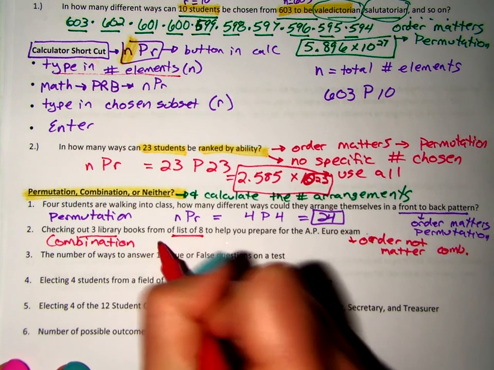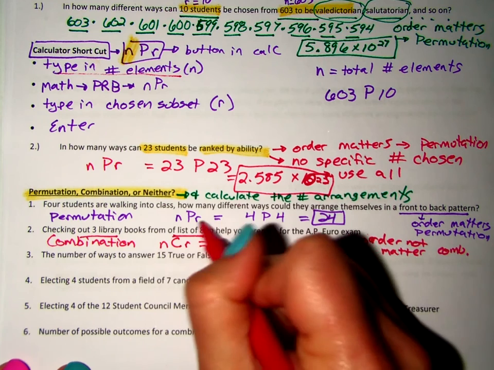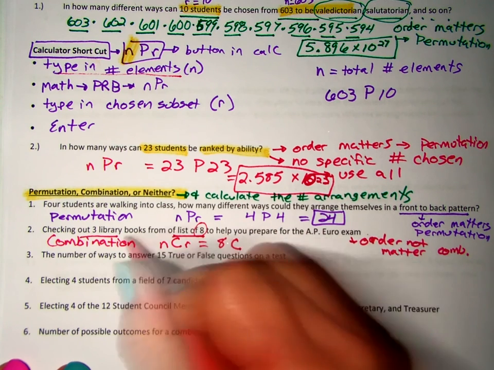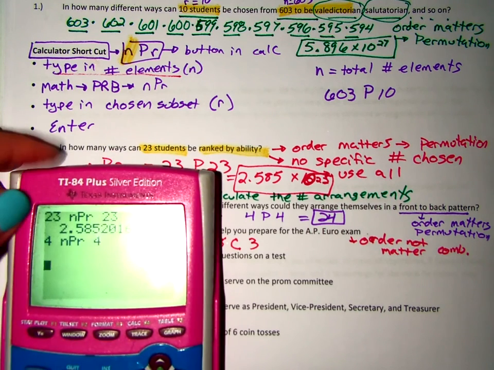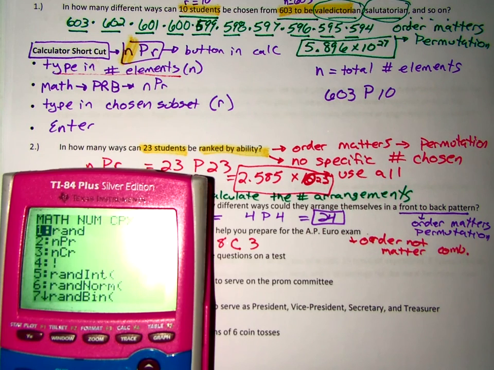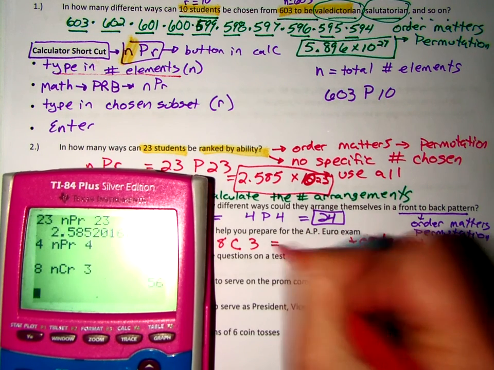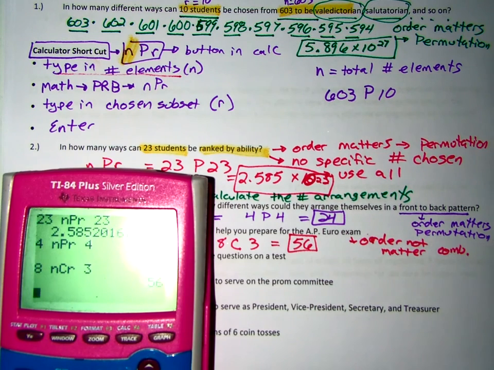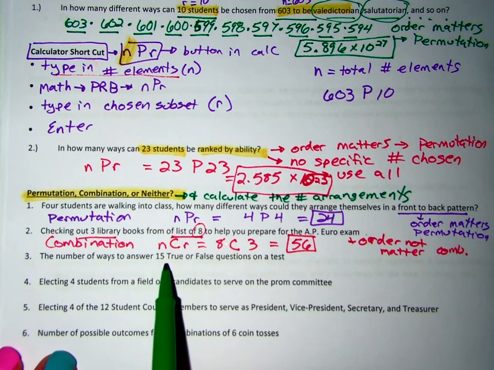So it's nCr now for combination. The total number of options is 8, because that's how many we have in total to choose from, and we're only going to choose 3. So then we go through that process again. We're going to do 8 of them, and then we go over to the probability, and now I'm choosing the combination, and then we're choosing 3 of those, which tells me there's 56 different combinations of those 3 books from a selection of 8.